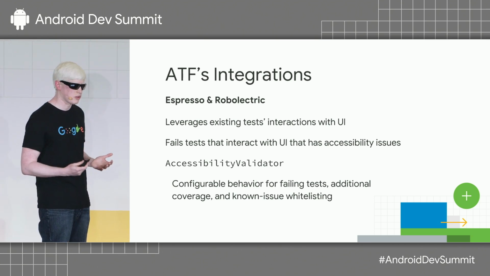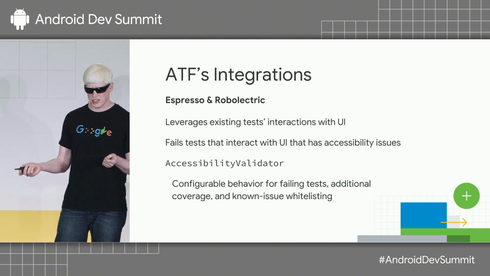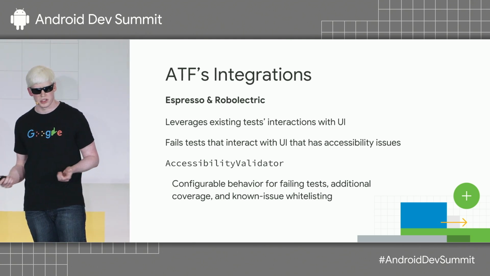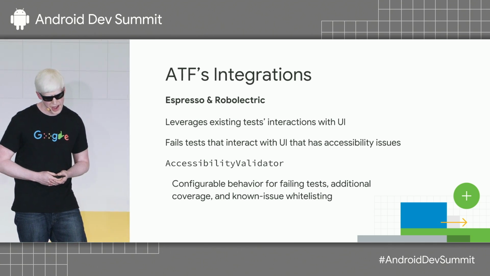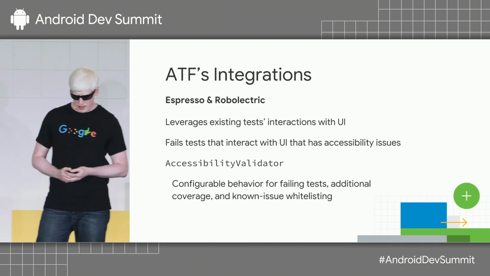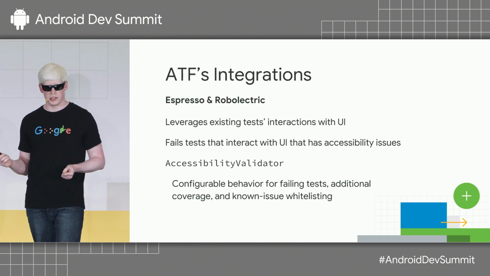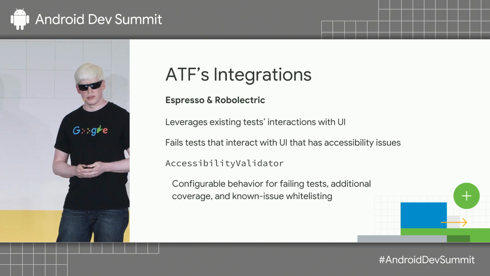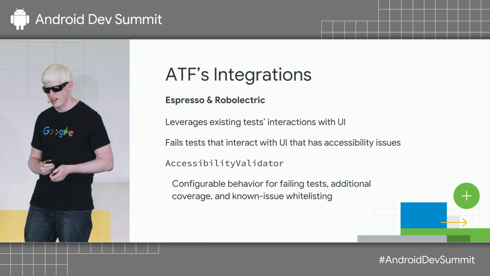So if you already have strong test coverage with either Roboelectric or Espresso, enabling ATF's integration with that test framework might be a great way to get a decent amount of coverage for automation in terms of accessibility testing throughout your app. A few other points to note here. Each framework offers what's known as an accessibility validator.